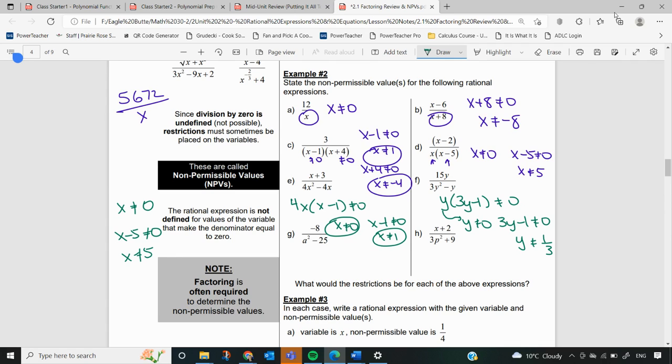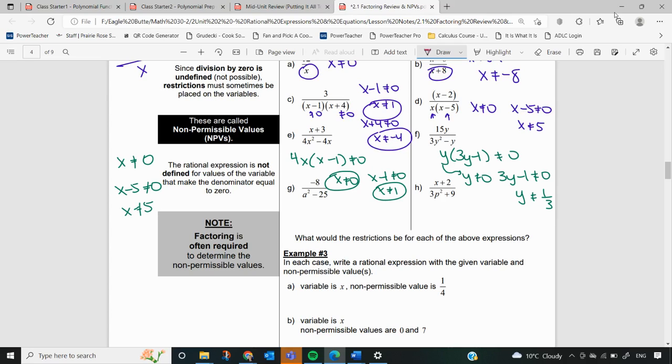For 3y minus 1, if I'm thinking the algebra in my head, I'm going to add 1, then divide by 3. So add 1 first, then divide by 3. Okay, so we'll take a look at this one.